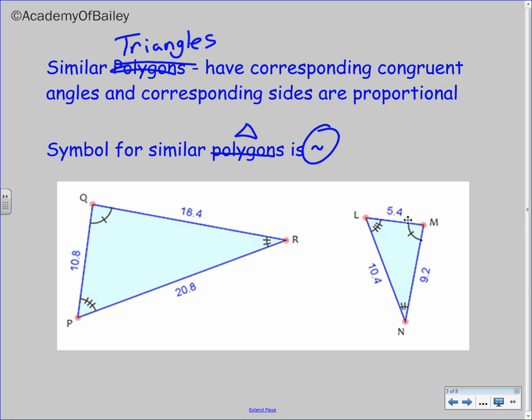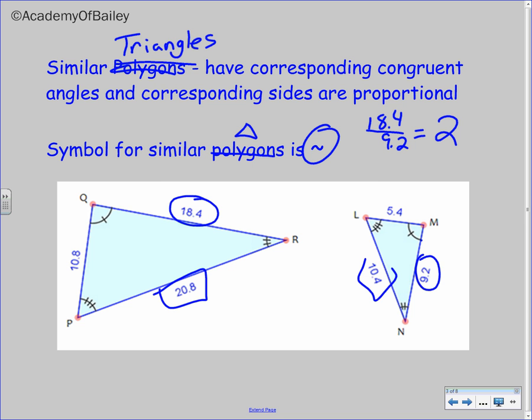Now let's look at the corresponding sides. Well, 18.4 corresponds to 9.2. 18.4 over 9.2, that's equal to 2, or 2 over 1. Let's look at 20.8 compared to 10.4. 20.8 over 10.4, there you go, 2 over 1. And then 5.4 and 10.8.